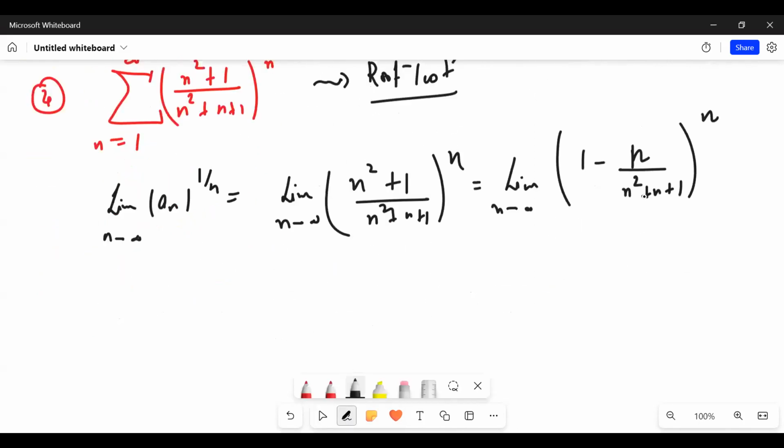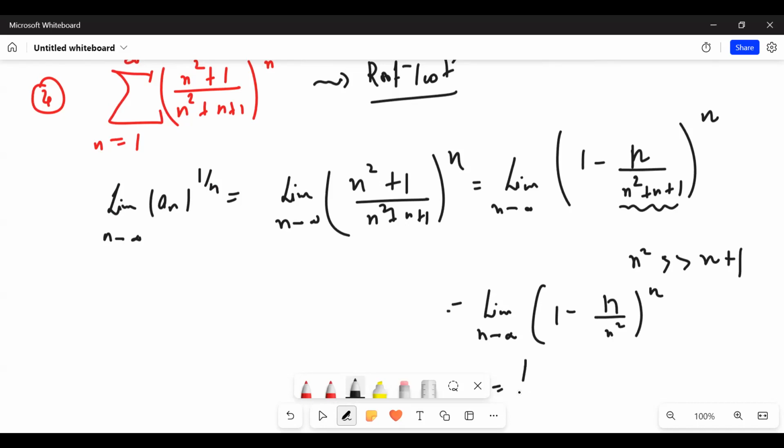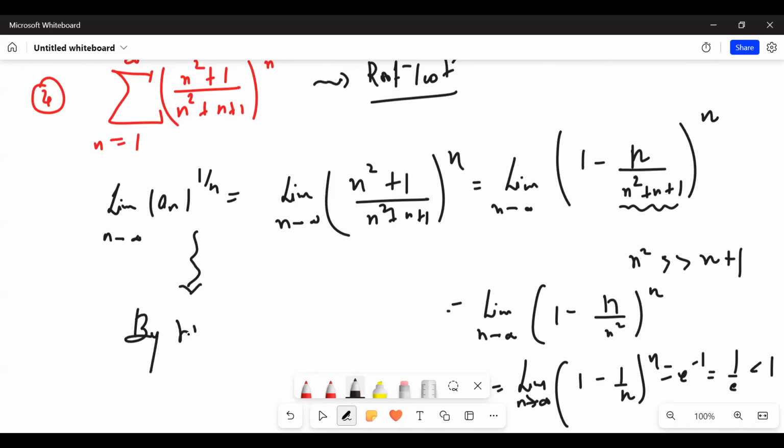Then see, if n is tending to large numbers, if n is large, then n square will be very, very large compared to n plus 1. So I can write it as simply n square. This is 1 minus n upon n square raised to power n, which is certainly equal to 1 minus 1 upon n raised to power n, which is e to power minus 1, 1 upon e, which is less than 1. So therefore, by the root test, this series is convergent.